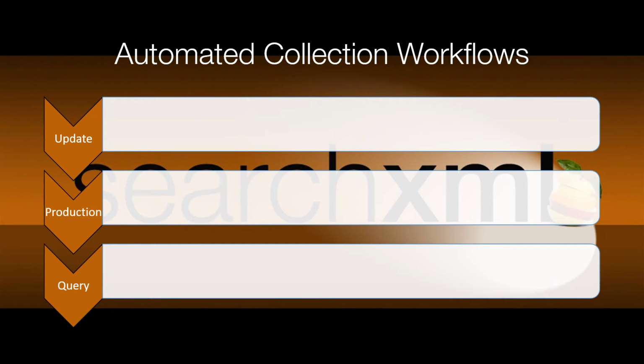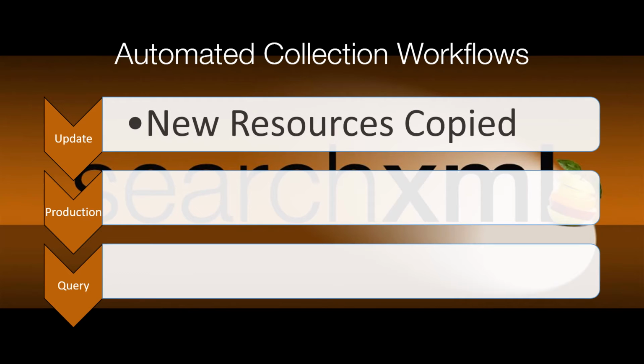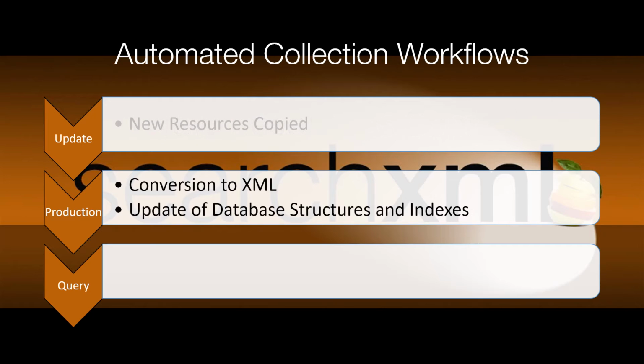searchxml differs from other database systems through its automated workflow. Update, production, and deployment are different layers of the database. New data can be copied to the top layer. They are then immediately visible as files. Within a defined cycle, these files are then fed to a production run.